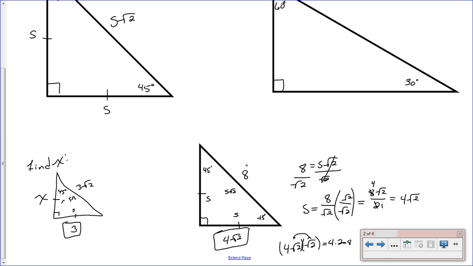So if you have a whole number for your hypotenuse, divide it by the square root of 2, rationalize your denominator, and get your answer. Or you just take your side length, multiply it by the square root of 2, and get your hypotenuse.